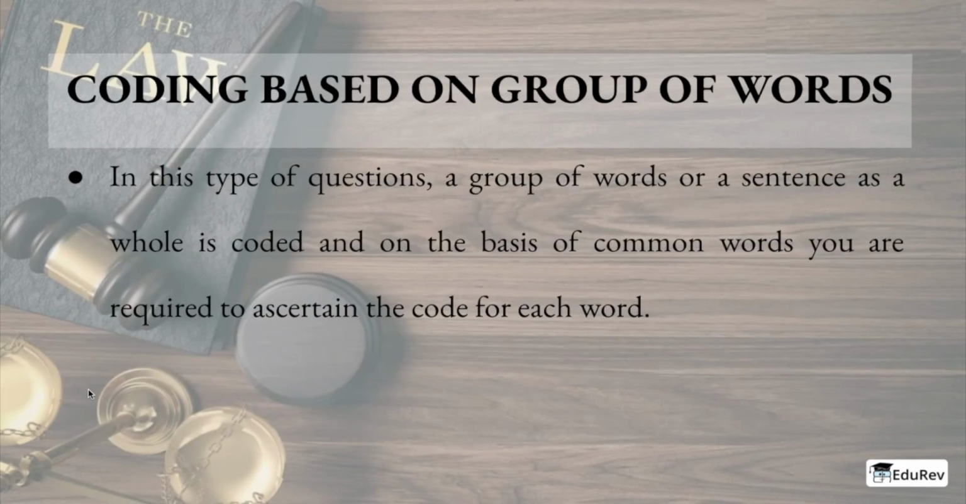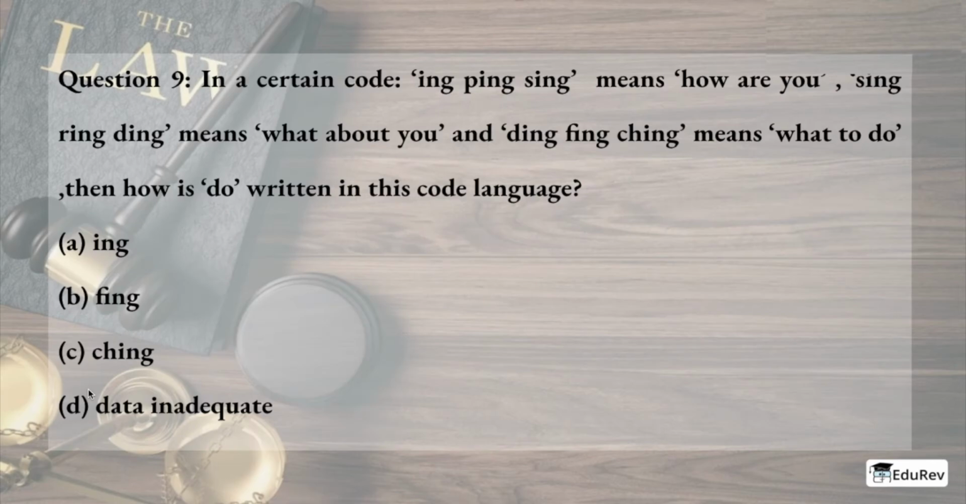The next is code based on group of words. In this type of question, a group of words or a sentence as a whole is coded, and on the basis of common words, you are required to ascertain the code for each word. For example, ing, ping, sing means how are you; sing, ring, ding means what about you; and ding, ping, ching means what to do. Then how is do written?